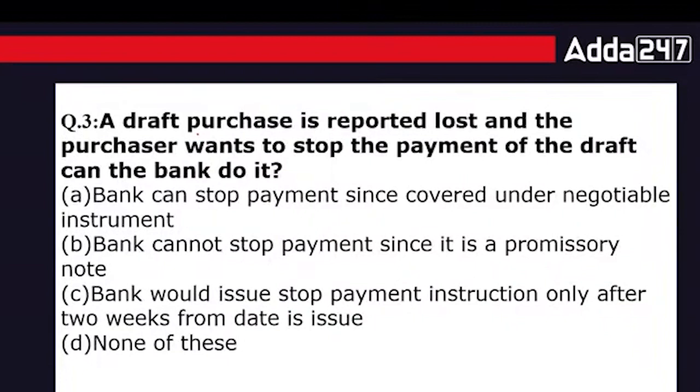The next is a draft purchase is reported lost. Suppose one draft is purchased and that is reported lost, and the purchaser wants to stop the payment of the draft. Can the bank do it? Option 1 is bank can stop the payment since covered under the negotiable instrument. Bank cannot stop the payment since it is a promissory note. Bank would issue stop payment instruction only after 2 weeks from the date of issue, or none of the above.